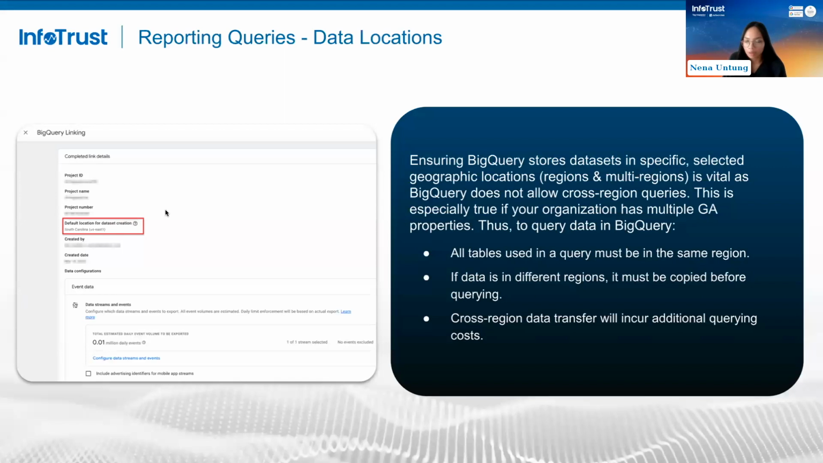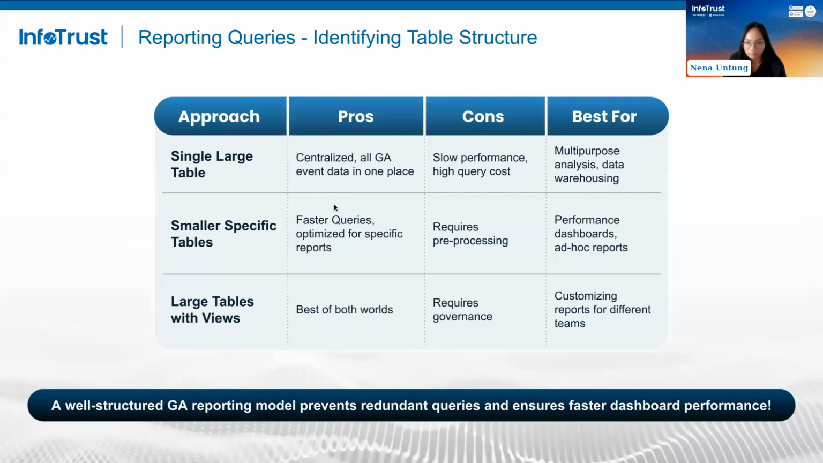And again, if it's in a different region, it needs to be copied to the same region, and there's potentially an additional cross-region data transfer fee associated with it. So this is something that's very simple and straightforward, but sometimes it gets left out and might cost you a little bit more down the road later on. So yeah, now that we've covered the basics, let's start looking into the actual table structure within BigQuery.